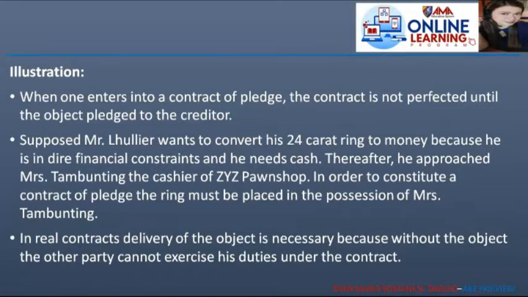So suppose Mr. Louillier wants to convert his 24-karat ring to money because he is in dire financial constraints and he needs cash. Thereafter, he approached Mrs. Tambunting, the cashier of ZYZ Pawn Shop. In order to constitute a contract of pledge, the ring must be placed in the possession of Mrs. Tambunting. So, hindi naman pwedeng mag-appraise, class, si Mrs. Tambunting kung magkano ang magiging katumbas na pera ng 24-karat ring na yon kung wala sa possession niya yung singsing. So in real contracts, delivery of the object is necessary because without the object, the other party, who happens to be Mrs. Tambunting, cannot exercise her duties under the contract.